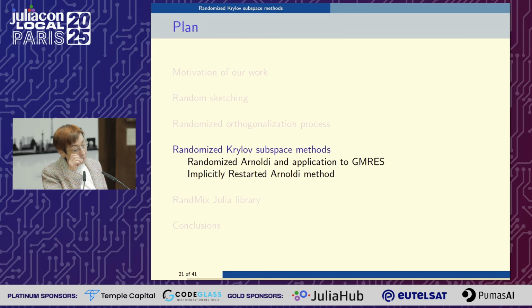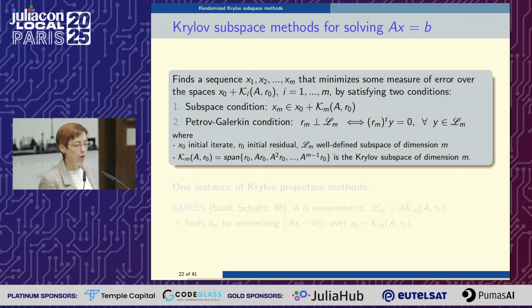Once I have presented you this orthogonalization process, let's see how we use it in Krylov subspace methods. And I will take two cases. The first one will be solving linear systems, AX equal B, and the second one will be solving eigenvalue problems. When we apply Krylov subspace methods for solving AX equal B, what we do is that we have a starting initial solution, x0, and then we build a Krylov subspace, which is a subspace spanned by the initial residual R0 and powers of the matrix A multiplied with R0.